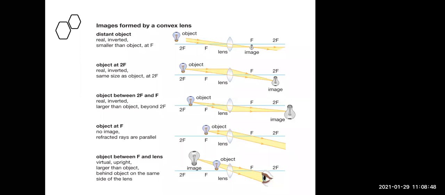Then what happens? The incident rays, after coming out and being refracted, intersect at the point F, and we get a very small image, which you can see here. Then if the object is at 2F, what happens? We get a real and inverted image, the same size as the object, at twice F.